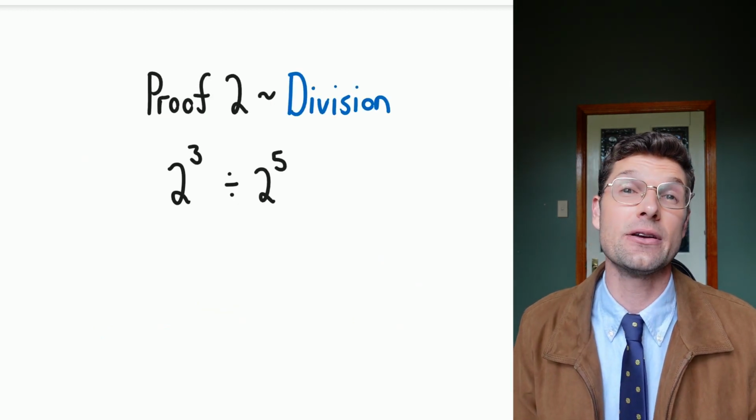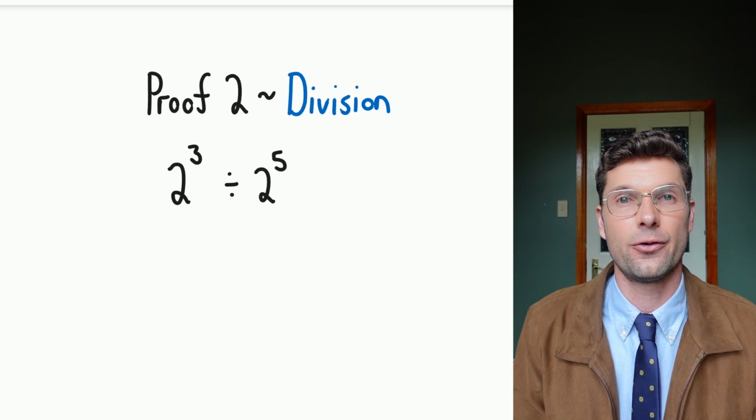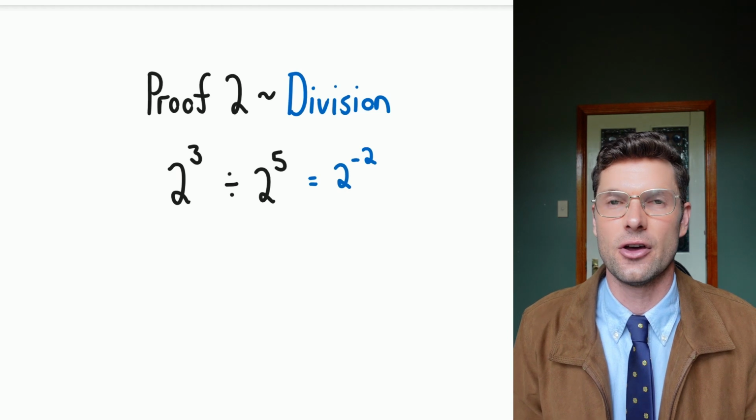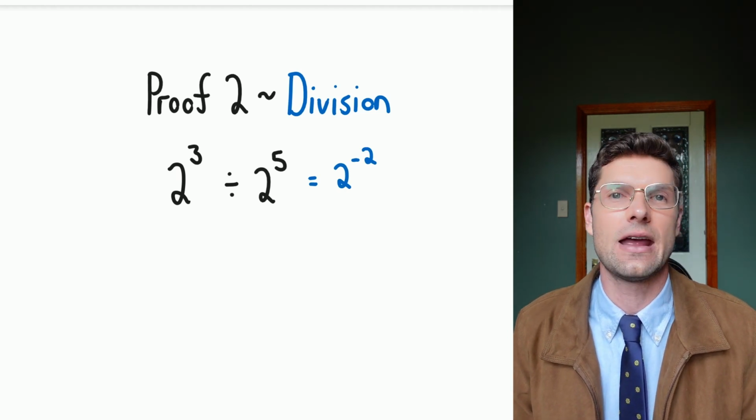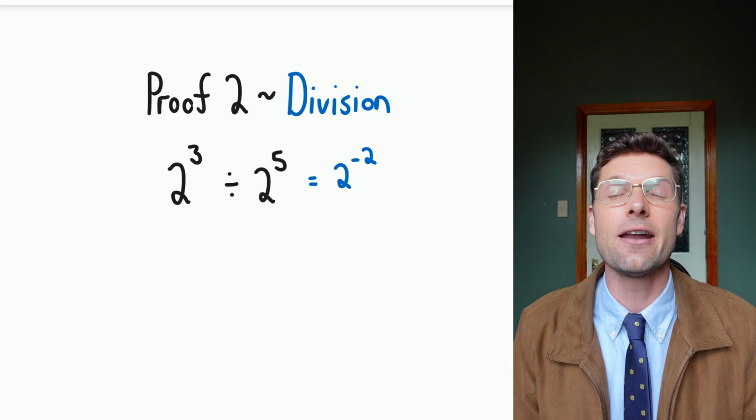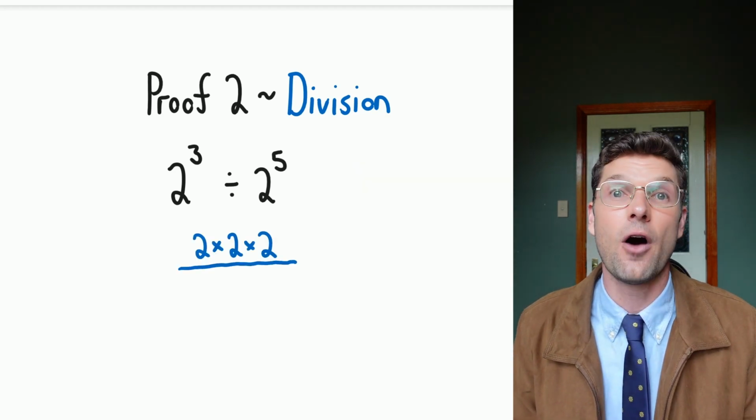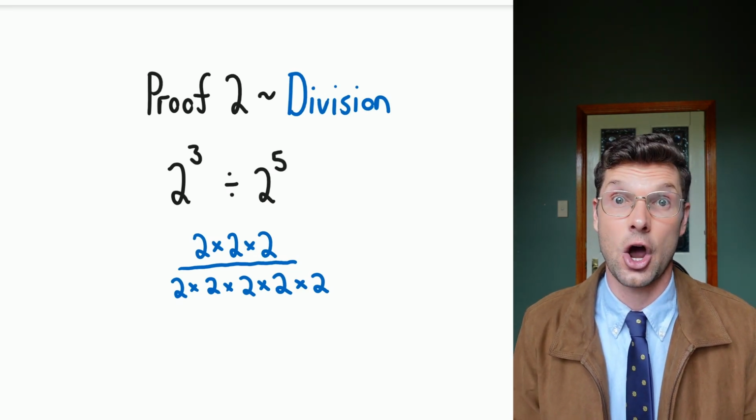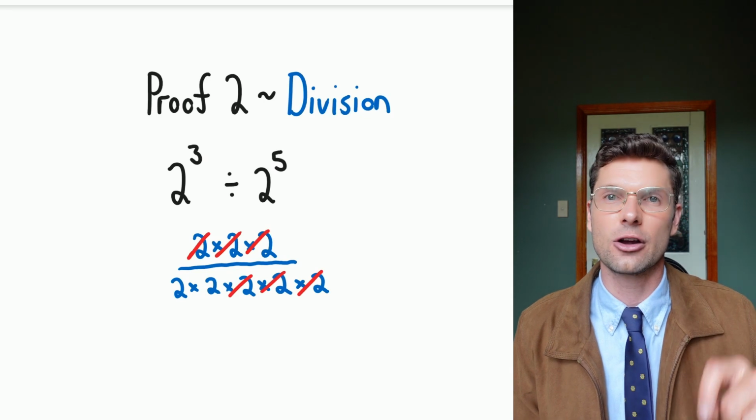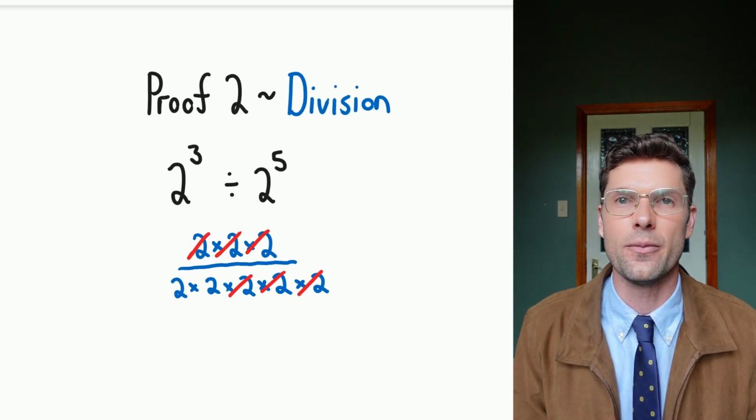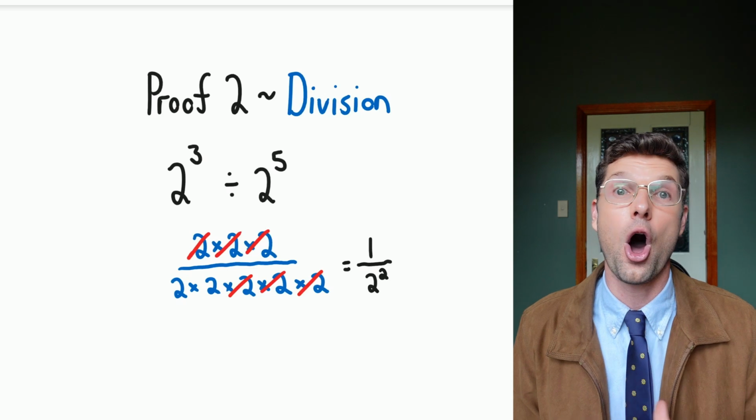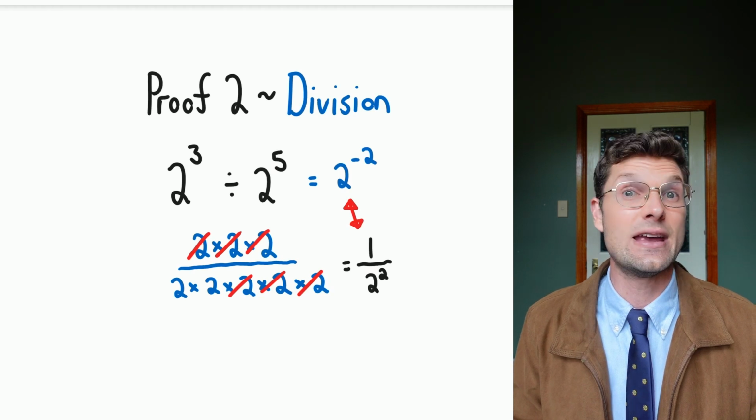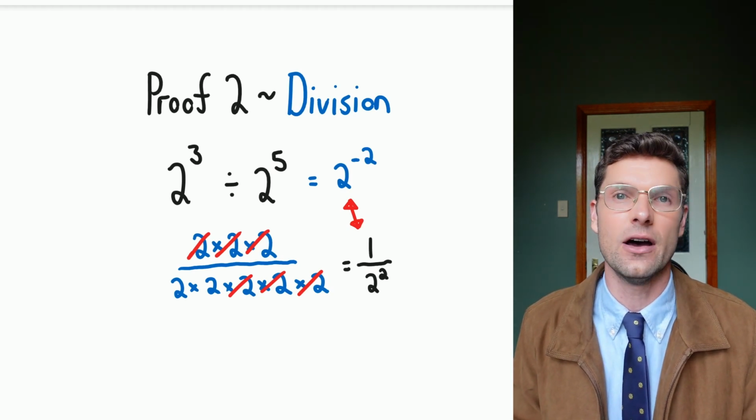Our second proof, we're going to use division. So if I have 2 to the power of 3 divided by 2 to the power of 5, I know that with my division rules, I can just subtract those numbers. This is equal to 2 to the power of negative 2. If I write this expanded out, I would have 2 times 2 times 2 on the top, divided by 2 multiplied by itself 5 times. Again, I can cancel out the 2s that are on the top and the bottom. So I cross the top 3 out and cross 3 out on the bottom. What I'm left with is 1 on the top over 2 times 2, or 2 squared. This means that this 2 to the power of negative 2 is equivalent, or the same as, 1 over 2 to the power of 2.